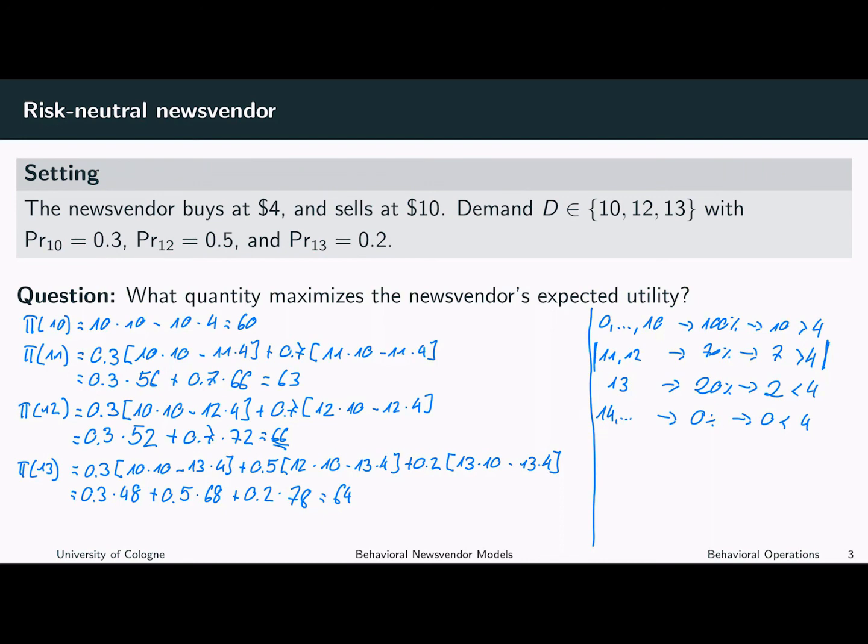In the next units, we will not be able to apply this shortcut, but have to go with the calculation of the expected utilities that are associated with the different order quantities.